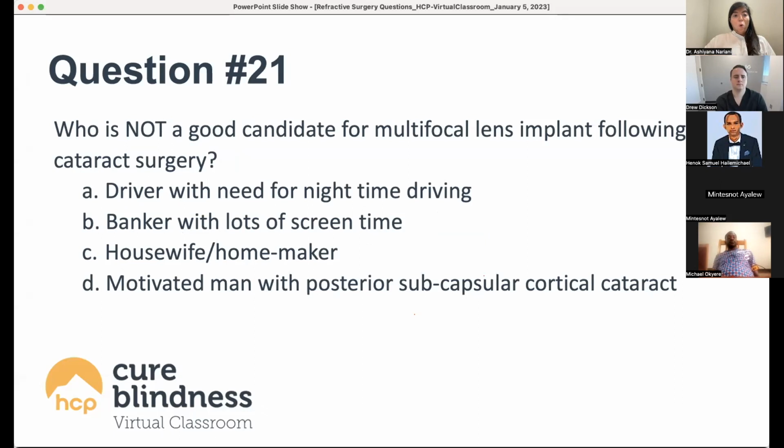Question 21. Who is not a good candidate for multifocal lens implants following cataract surgery? Would it be A, a driver with the need for nighttime driving, B, a banker with lots of screen time, C, a housewife or homemaker, or D, a motivated man with posterior subcapsular cortical cataract?